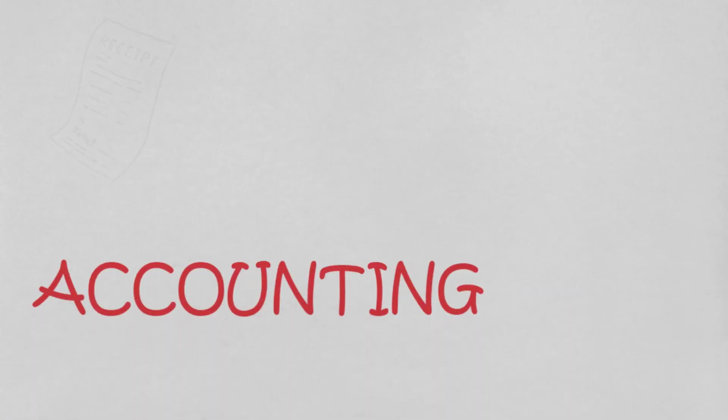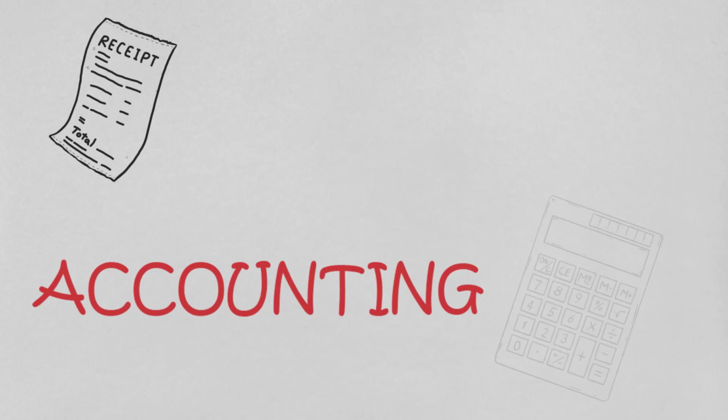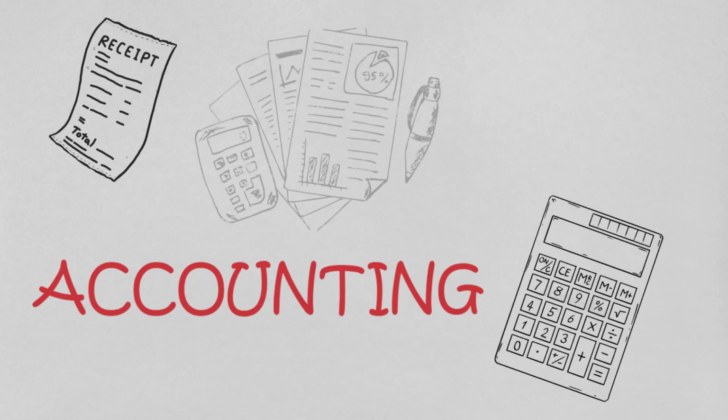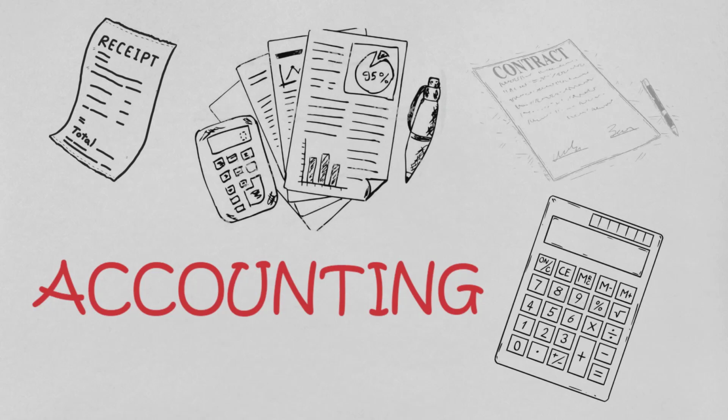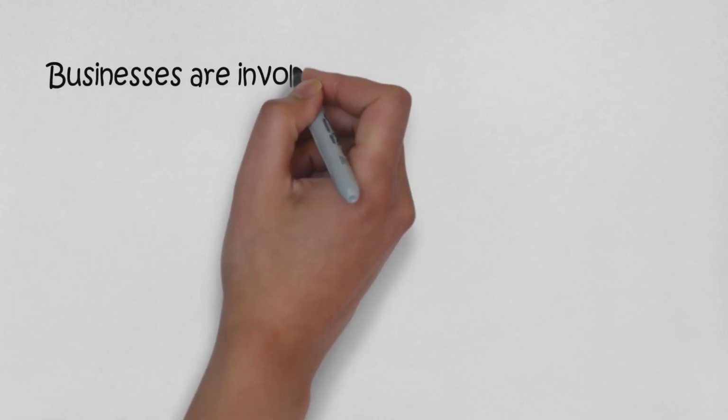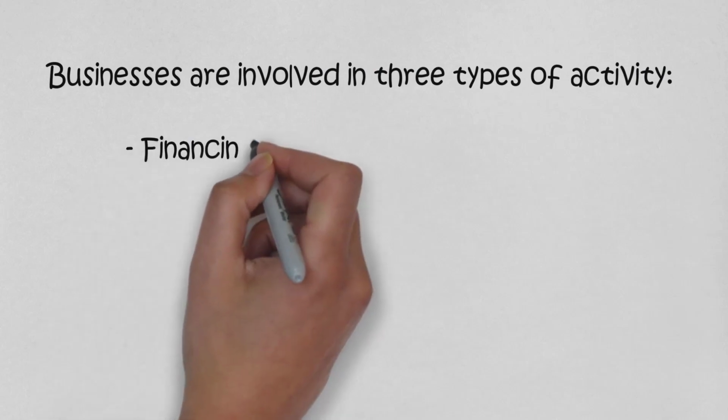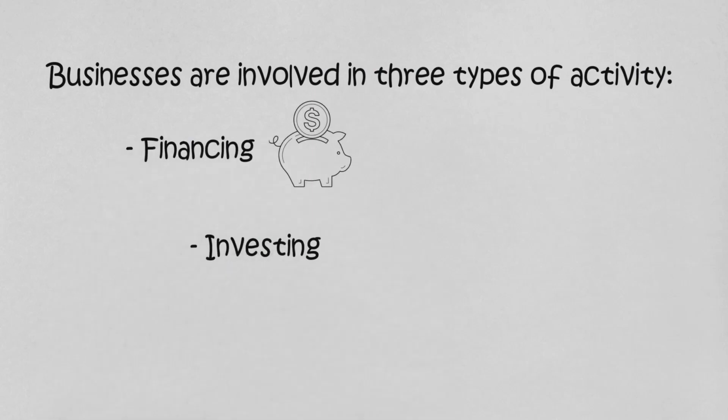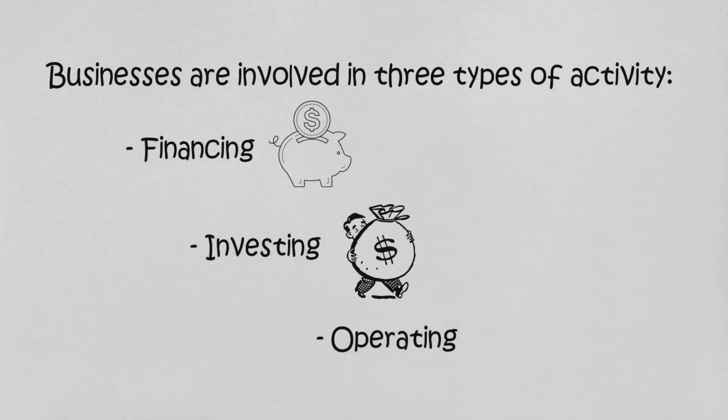This is the first video in the series about financial accounting. This video is going to be very short and we're only going to get a brief idea of what accounting is and what it's used for. Okay, so as you may know, all businesses are involved in three types of activities: financing, investing, and operating. Accounting keeps track of the results of each of these business activities.